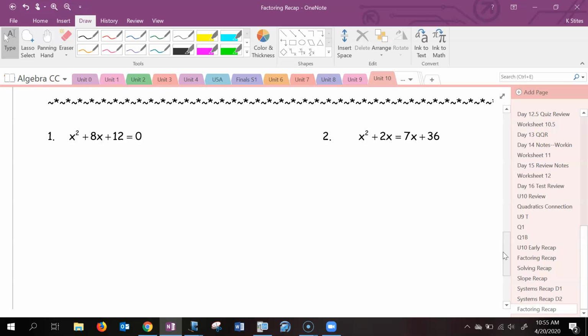This is a problem that you've already assessed on. I'm going to give you your answers here. Number 1, you should end up with an x equals negative 6 and an x equals negative 2. And number 2, you should end up with an x equals 9 and an x equals negative 4. Again, these are your final answers.